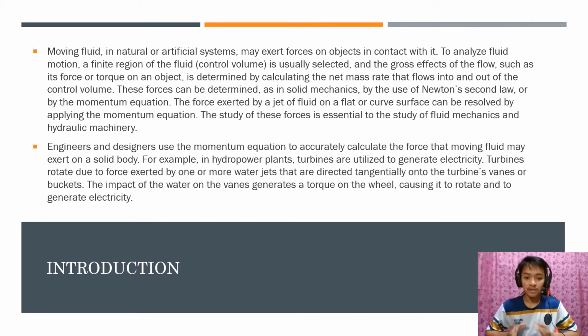For example, in hydropower plants, turbines are utilized to generate electricity. Turbines rotate due to the force exerted by one or more water jets that are directed tangentially onto the turbine's vanes or buckets. The impact of the water on the vanes generates a torque on the wheel, causing it to rotate and to generate electricity.